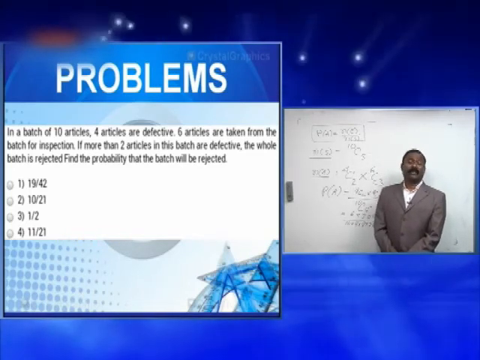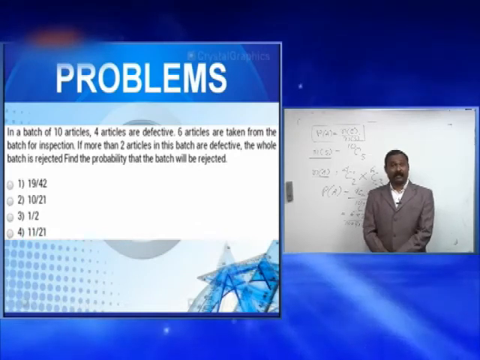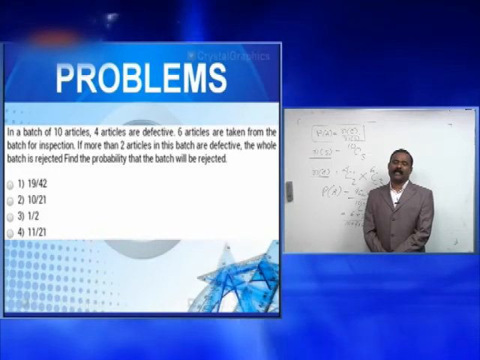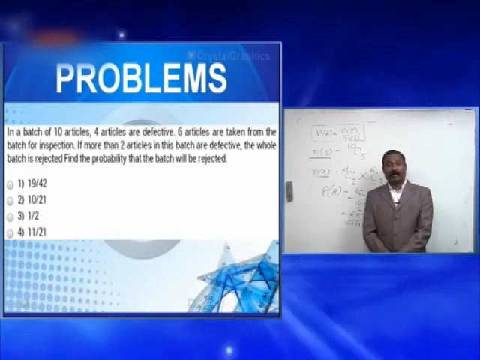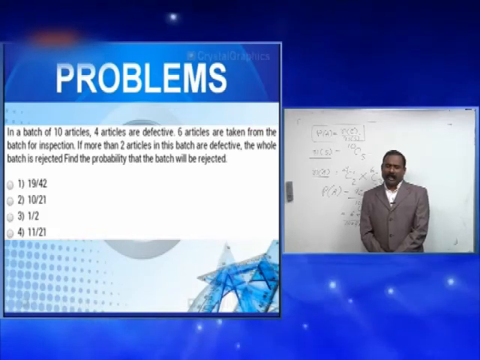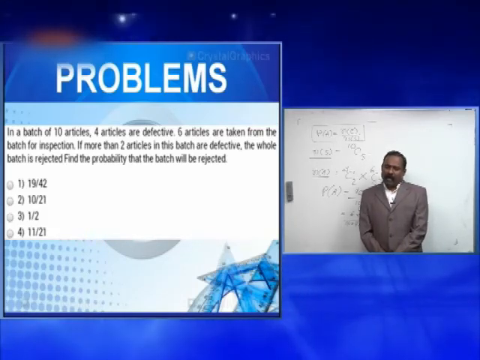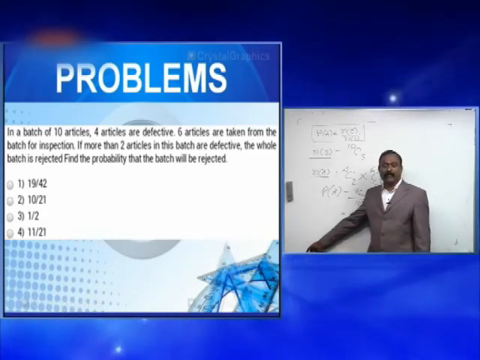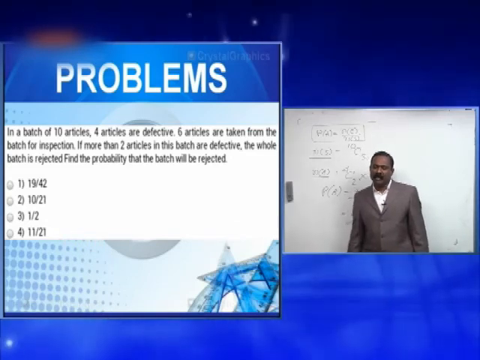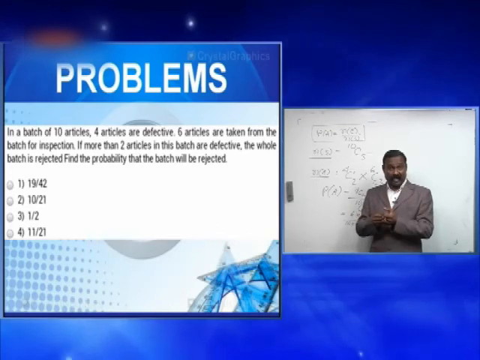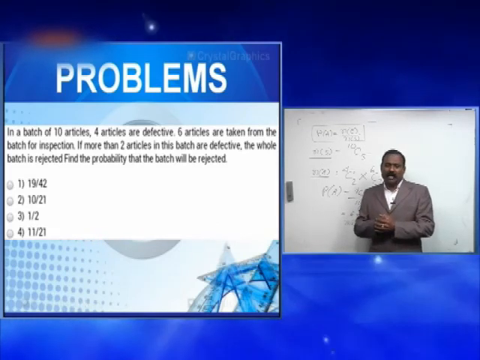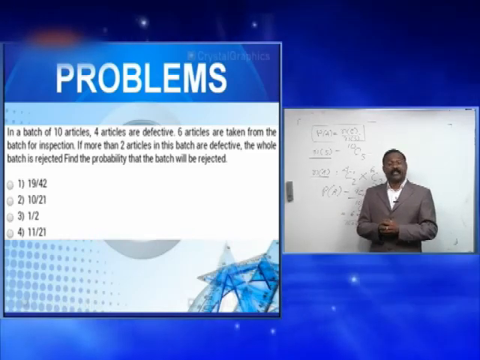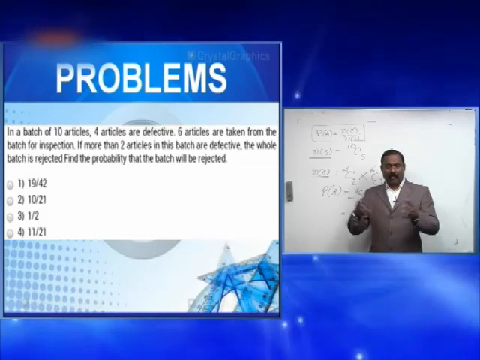Of course, it requires a little more knowledge, but try that because you have already learned the concepts at the board level. You can try the problem. A batch of 10 articles, 4 articles are defective. In a similar way, 4 articles are defective means 6 articles are good. 6 articles are taken from the batch for inspection. If more than 2 of the 6 are defective, then the entire consignment will be rejected. So what is the probability of rejecting the consignment?